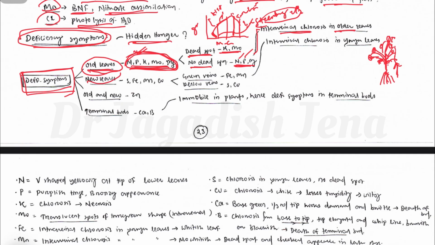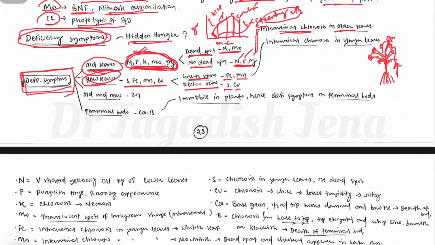Then coming to new leaf. For these nutrient deficiencies, sulfur, iron, manganese, copper, the deficiency symptom will be seen in the newer leaf because they are moderately or less mobile in the plant. So here again, green vein and yellow vein are there. Yellow vein means complete chlorosis in the case of sulfur and copper. Green vein means in the case of iron and manganese you can expect green vein.